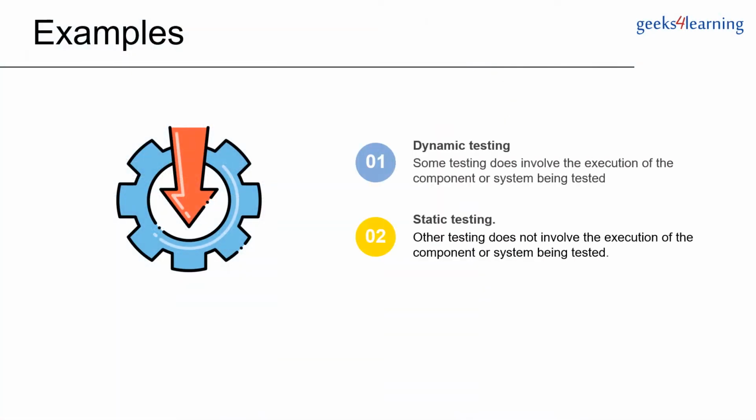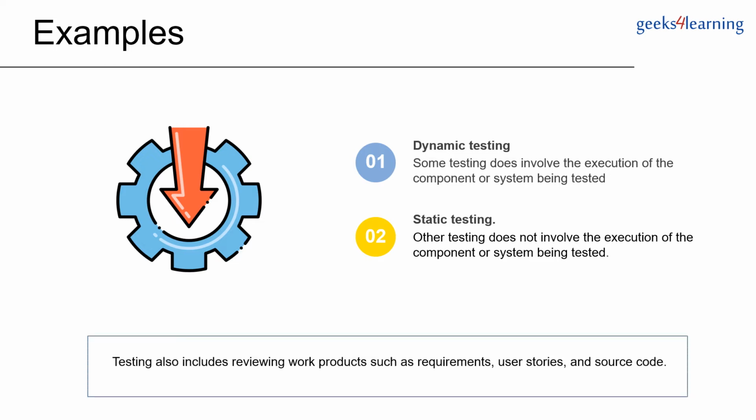Now let's look into some examples of testing. Some testing does involve the execution of the component or system being tested. Such testing is called dynamic testing. Other testing does not involve the execution of the component or system being tested. Such testing is called static testing. So, testing also includes reviewing work products such as requirements, user stories, and source code.